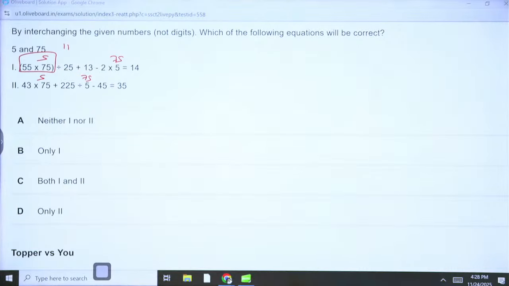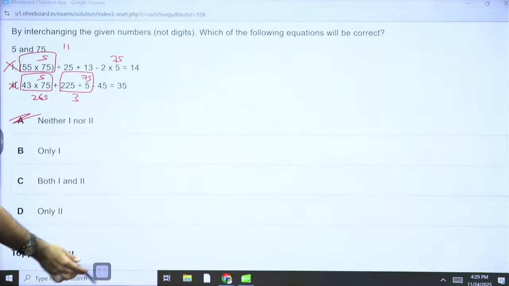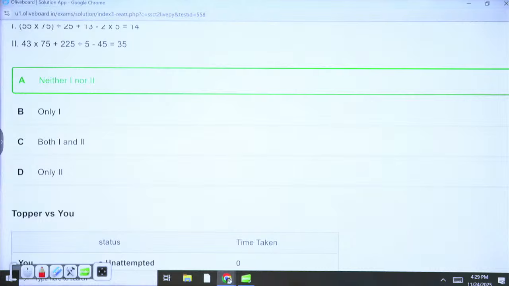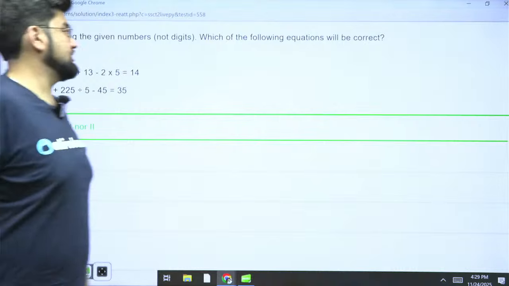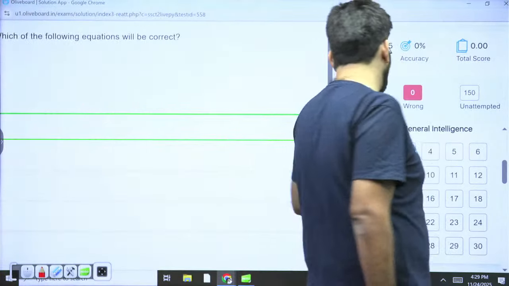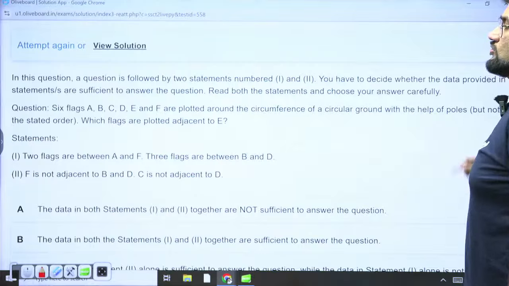Correct. 11 plus 13 minus 150. No, never. And 225 divided by 75. This should be what? How much? 3. 43 into 5. This is 265. 265 plus 3 minus 45 is never 35. So neither 1 nor 2. None of them are correct. Just partially solve and get to know. 56 seconds. Okay. Probably complete solving was being done. Don't solve it completely ever.